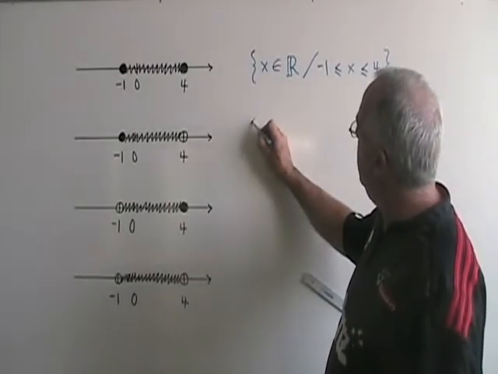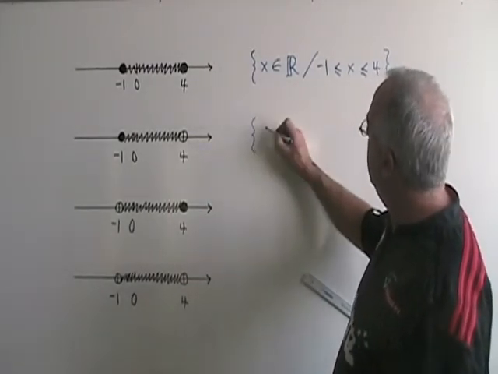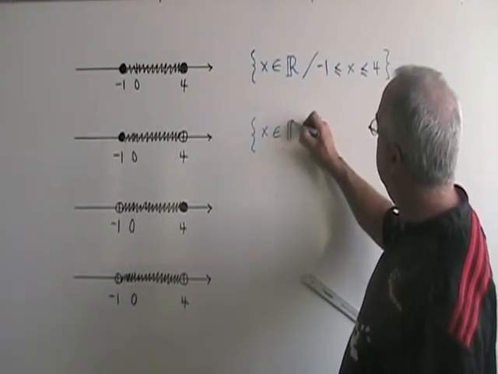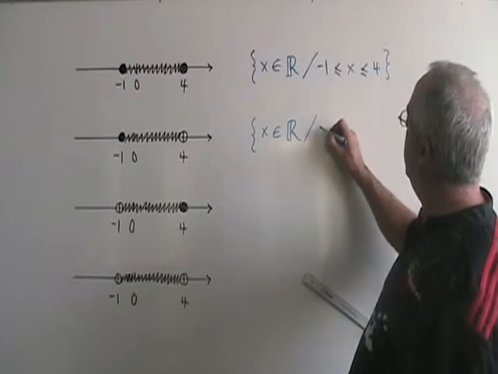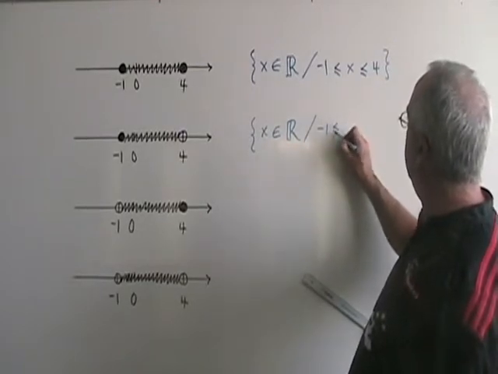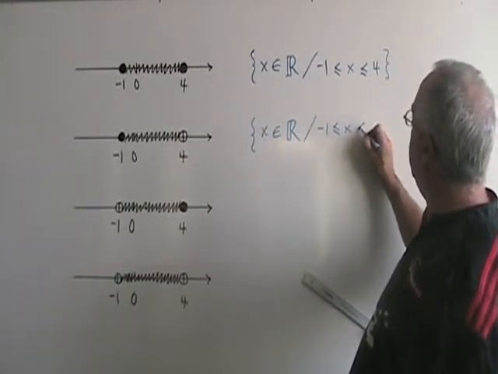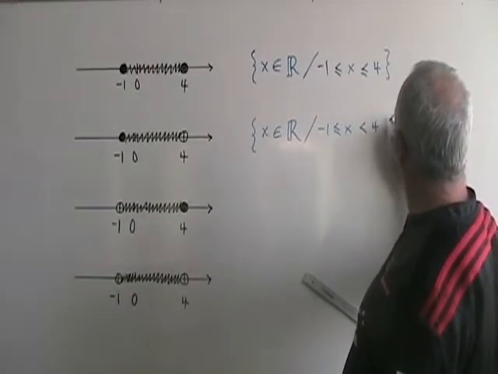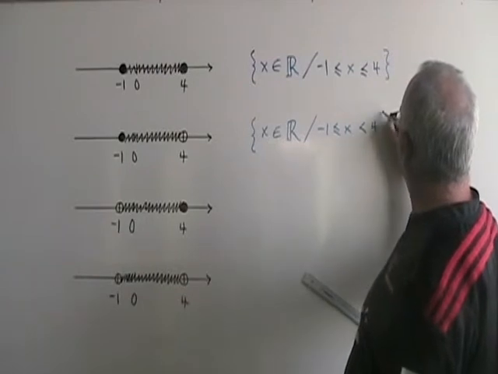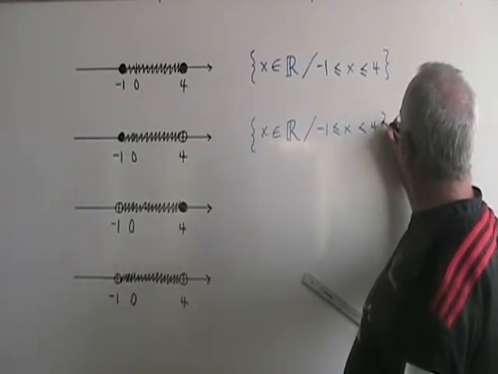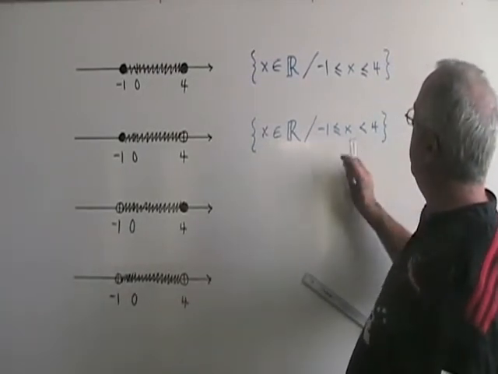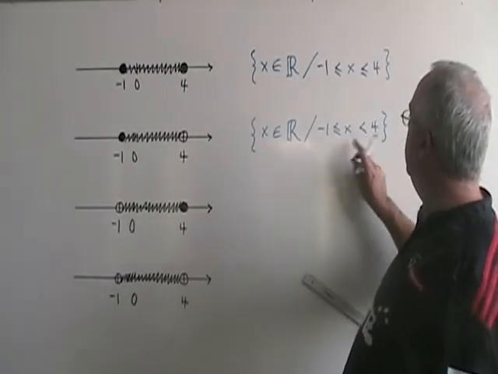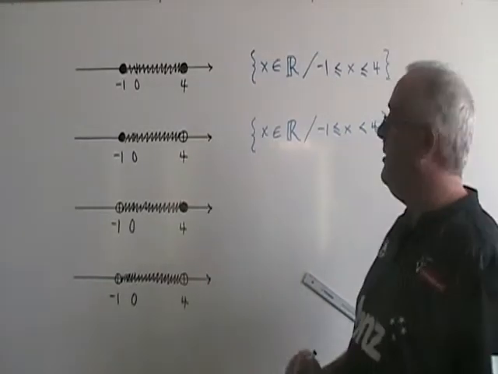In the second example, it looks the same way. X is an element of real numbers, slash -1 is less than or equal to x, but this time x is less than 4. We close our brace. The -1 is included, so it is less than or equal to x, which is less than 4. The 4 is not included.